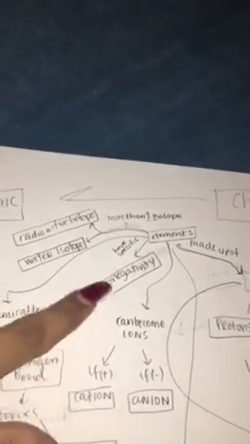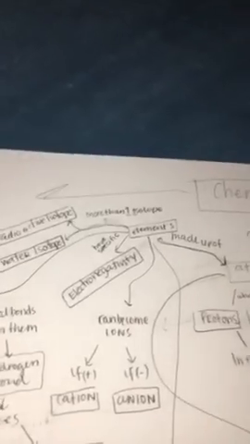Over here, I branched off elements, and if it has more than one isotope, it's a radioactive isotope. It could be a radioactive isotope or a water isotope. I branched off elements even more, and I put chemical bonds between them.